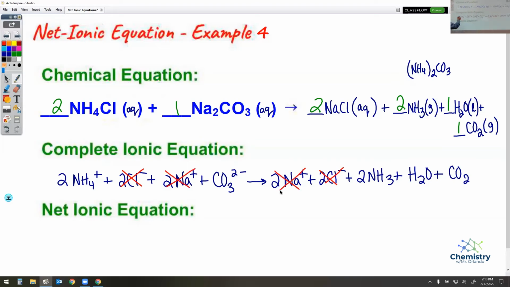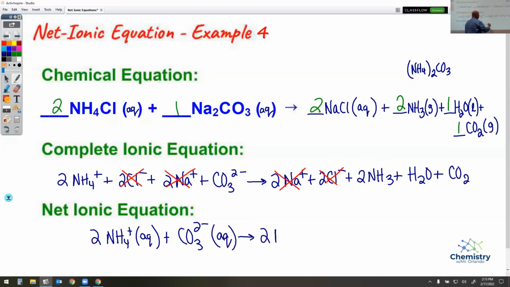That gives us a final net ionic equation of 2 NH4 plus aqueous plus CO3 2 minus aqueous, forming 2 ammonia. Remember that ammonia is a gas, plus water. It's at room temperature, so we'll write that as a liquid. And finally, carbon dioxide gas.